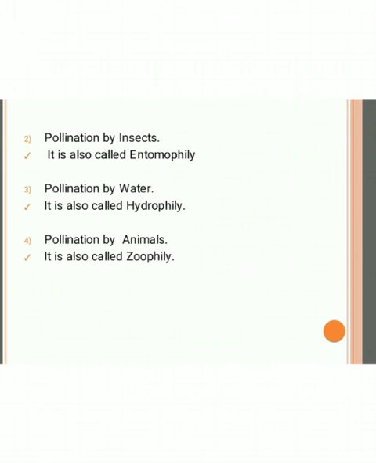Next, we have pollination by animals. It is also called zoophily. Example is flowers of canna, and squirrels pollinate flowers of silk cotton trees.